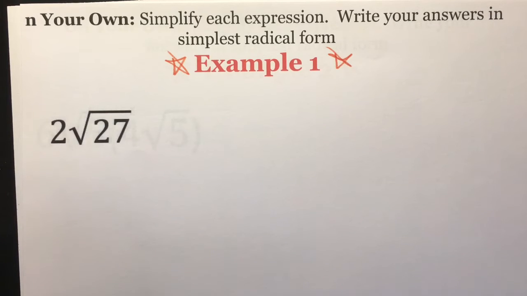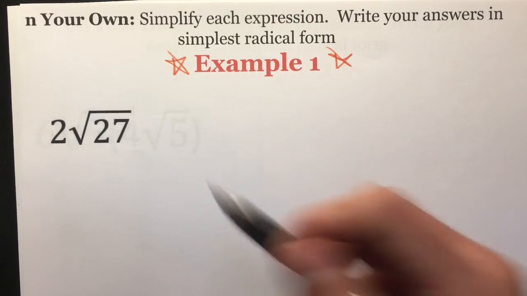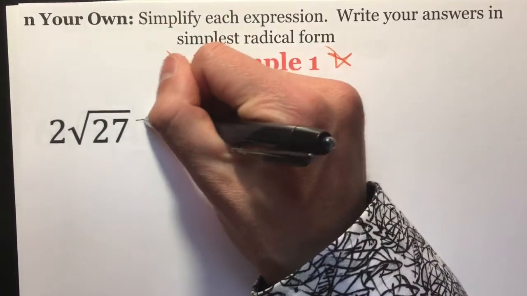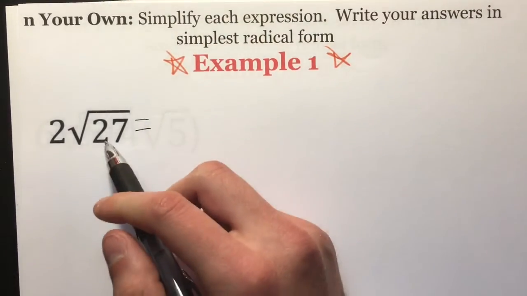Now, see if you can pause the video and try these out on your own. And if you're having trouble, I'm also going to be going over them as well, so no worries if you are. So 2 times the square root of 27. How can we simplify that further? Well, is there a perfect square that goes into 27? There is. 9 goes into 27.